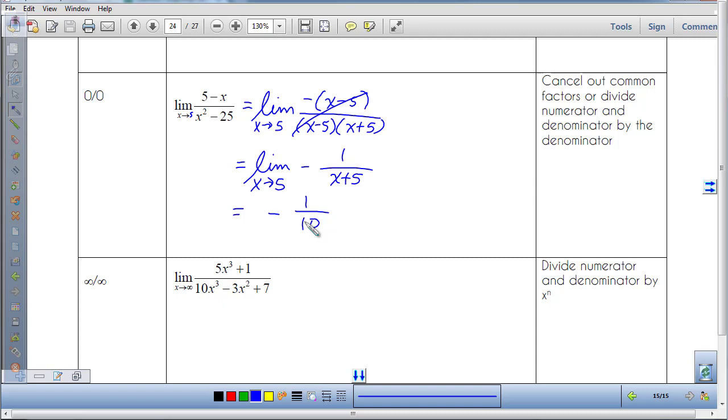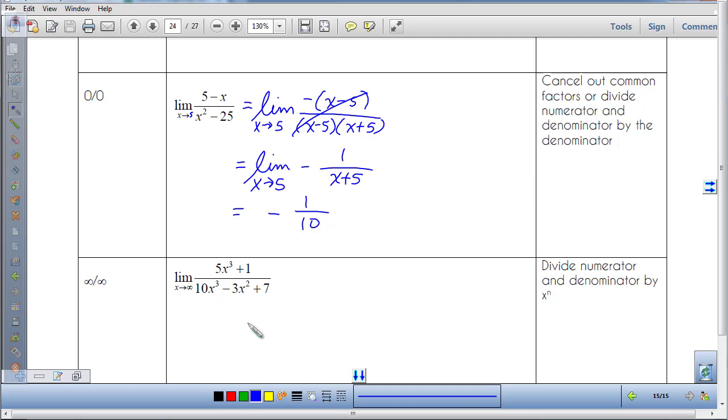In this next example, we have a polynomial, and we're looking at the limit as x approaches infinity. If we evaluate each of these pieces, as x gets larger and larger, 5x cubed is going to continue to get larger. So we get something that's getting larger plus 1. The whole numerator is going towards infinity. And the same thing is happening in our denominator. We have 10x cubed minus 3x squared plus 7. As x gets larger, this is going to continue to get larger. So we end up with infinity over infinity.